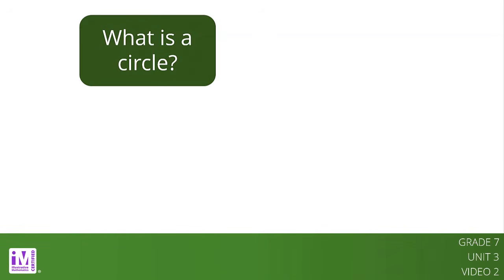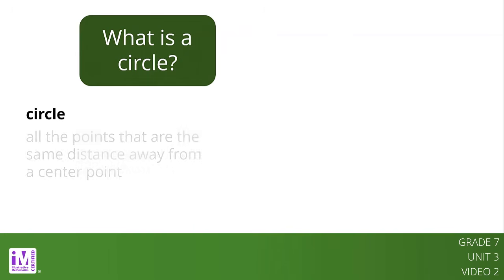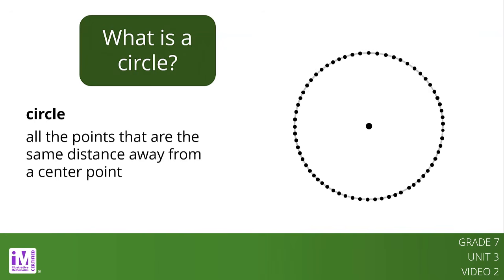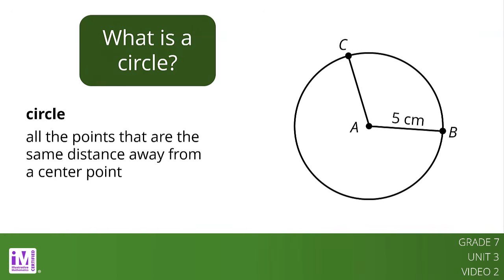What is a circle? A circle consists of all the points that are the same distance away from a center point. For example, every point on this circle is 5 centimeters away from point A. Point A is the center of the circle.